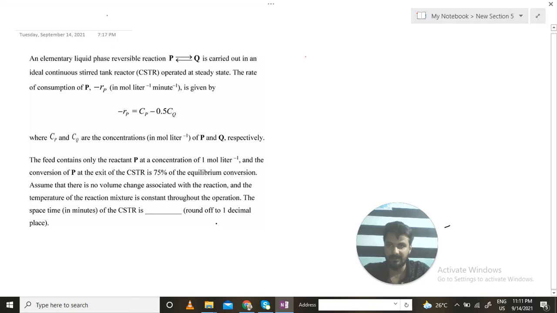Here they are talking about reactant P getting converted into product. Reactant P is converting into product, and the reaction is happening at steady state in a continuous stirred tank reactor. What is the basic mechanism of the continuous stirred tank reactor? If reactant P is entering here, and the concentration is given as 1 mole per liter, I am not writing the concentration here.